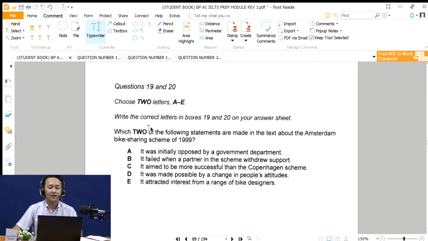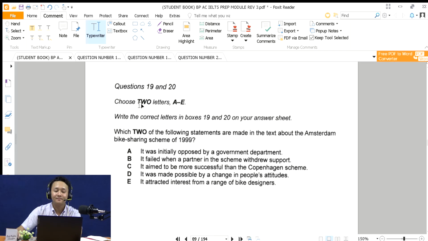Now you will see here that there are two questions, 19 and 20, but there is only one question. It says, which two of the following statements are made in the text about the Amsterdam bike sharing scheme of 1999. So this one question is actually for number 19 and number 20. That's why you need to read the instruction.